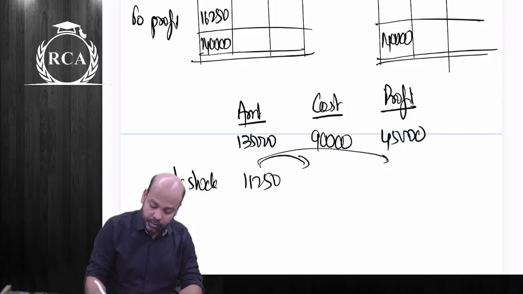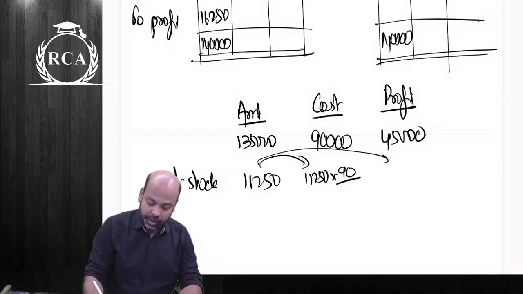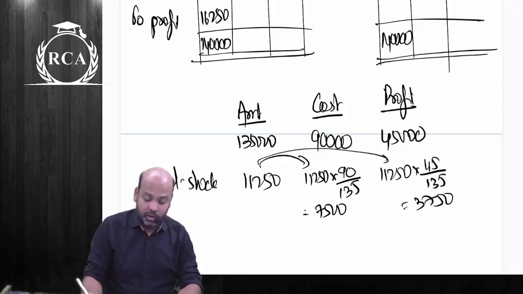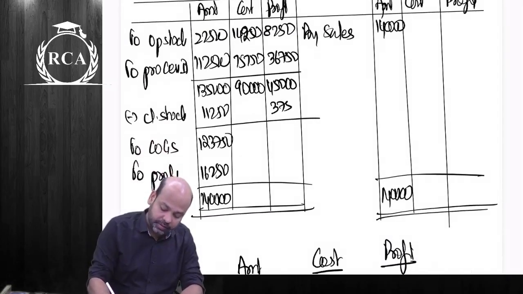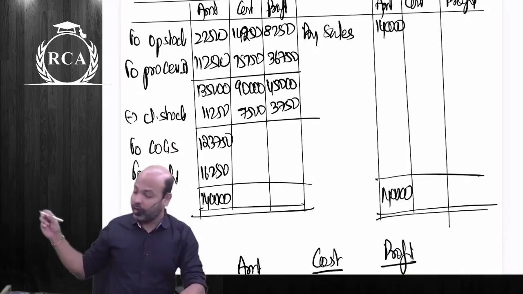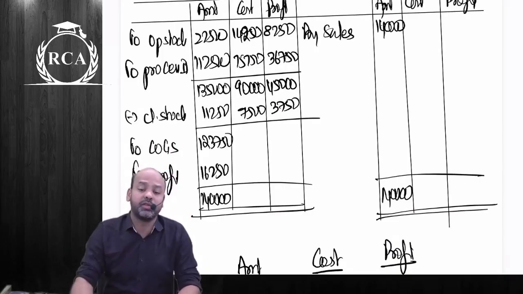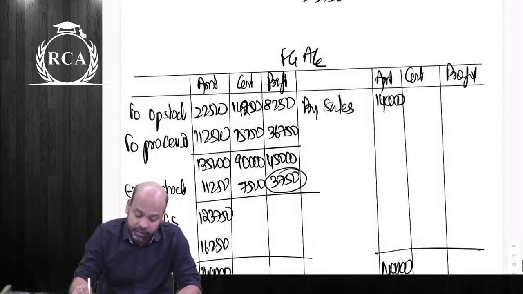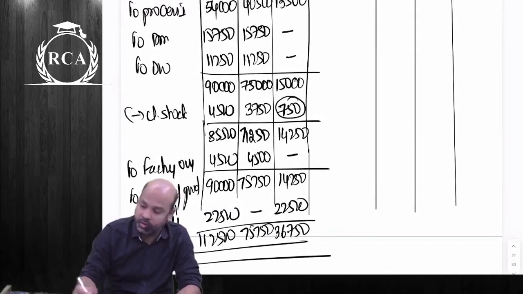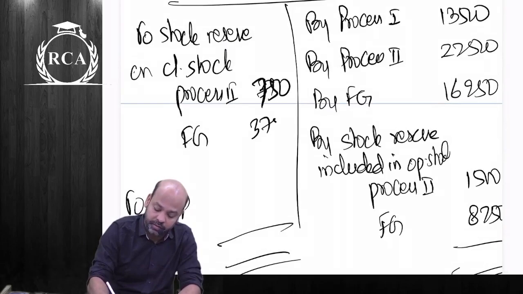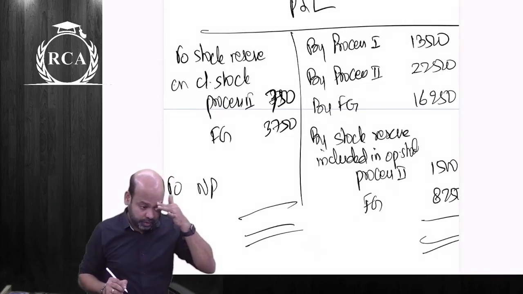What do you think beta this will be proportionately? Into 90 by 135, and here beta into 45 by 135. The amount of profit included, guys, in that is 3,750. I got the amount of unrealized profit included in closing stocks of both process 2 as well as finished goods. ये कितना है बेटा unrealized profit? 3,750. And here beta the amount of unrealized profit is how much? Just for our understanding, 750 and 3,750. Can you tell me how much is the amount of profit, guys?